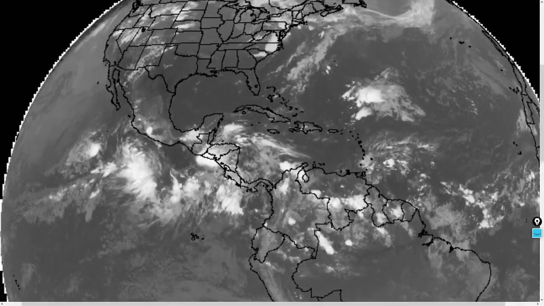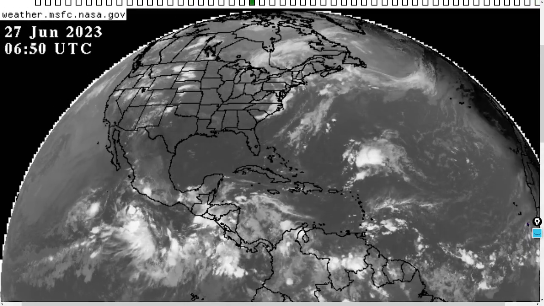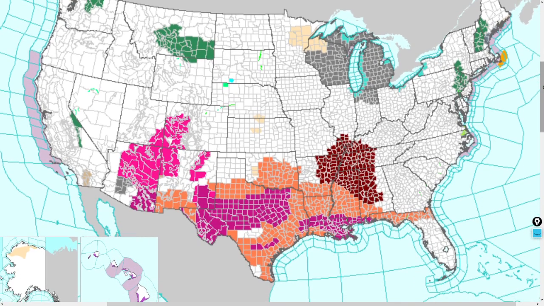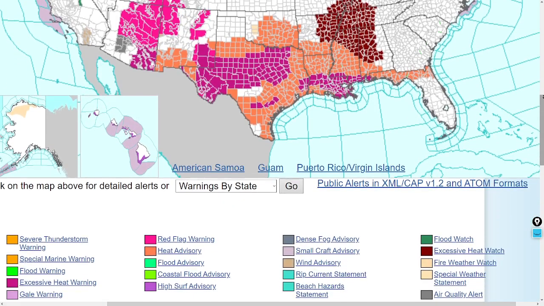That's 3.9 micrometer radiation, part of the infrared spectrum. The NASA GOES Interactive Weather Satellite Suite. Here's your weather.gov map. Weather.gov is where to get your weather warnings. We've got some flooding over various parts of the country. Don't worry, we'll show you total precipitation forecasts.